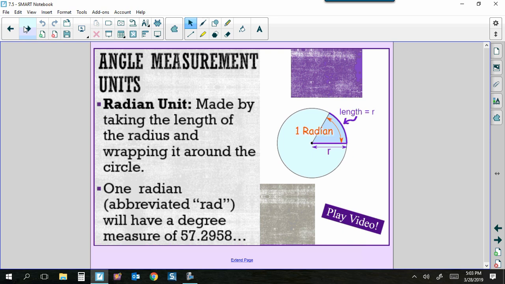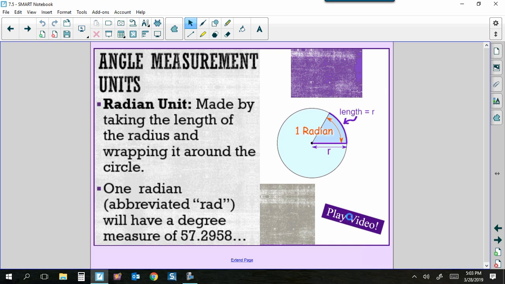Our new unit of measurement is going to be a radian. It's made by taking the length of a radius and wrapping it around the circle. 1 radian, which we can abbreviate to rad, R-A-D, will have a degree measure equal to about 57.2958... I have a little video to illustrate what this is going to look like.